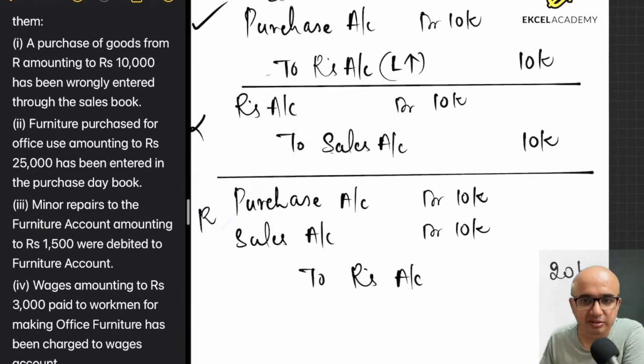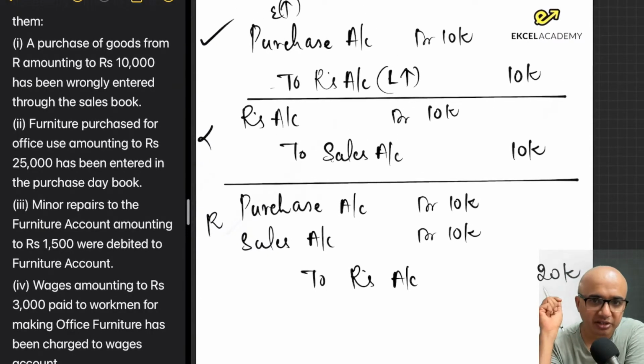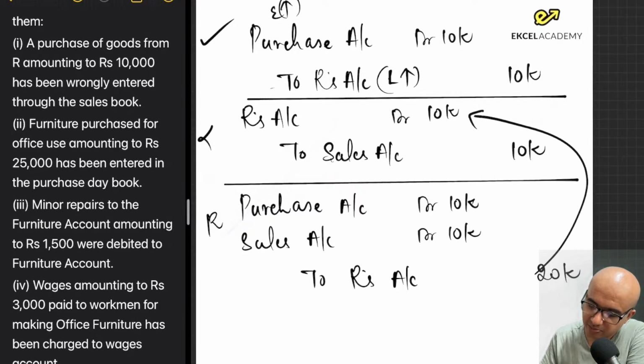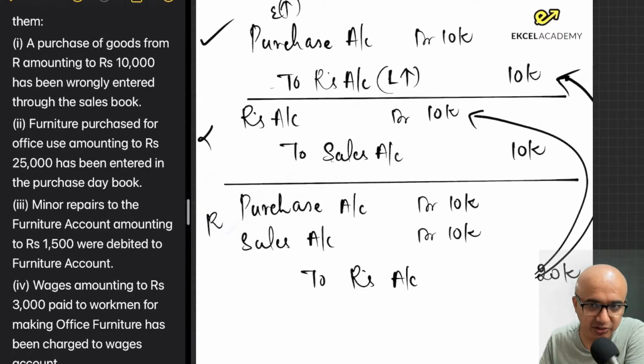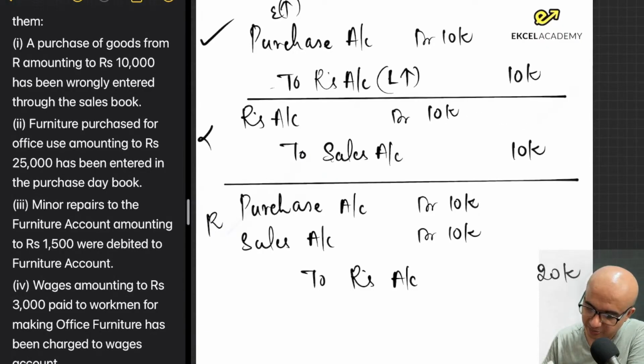20,000. That's it. So this would be the rectification entry where we are giving the right debit, reversing the wrong credit, and also giving the proper credit to R, at the same time reversing this particular wrong debit. So out of the 20,000, one half, that is 10,000, will go towards rectifying the wrong debit given to R, and the other half will go towards giving the right credit to R. So 10 plus 10, 20K. I hope that makes sense. Okay, that was a very easy transaction.